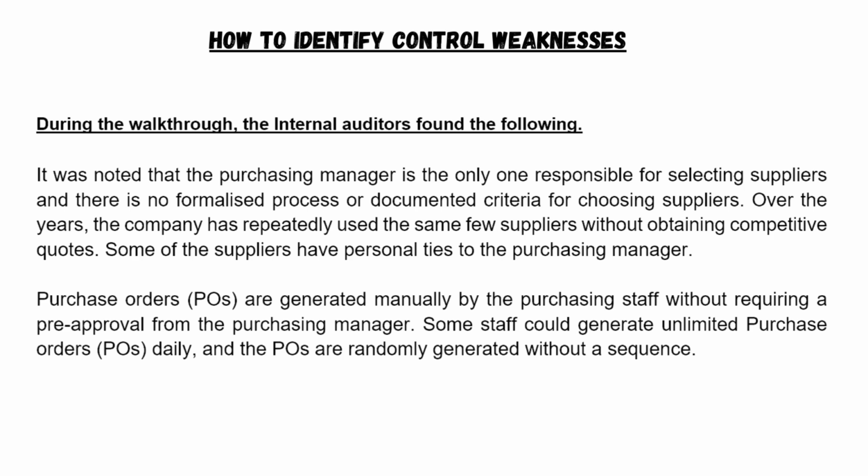Before we go further in reading through the statement, I want us to look at this first paragraph. Just looking at this, what do you think are the weaknesses? What are the gaps here? What are the non-compliances? What are the deficiencies in the internal control in place that you can notice? Even the first statement says it was noted that the purchasing manager is the only one responsible for selecting suppliers. You can see, just by looking at this statement, that there are things that are wrong here.